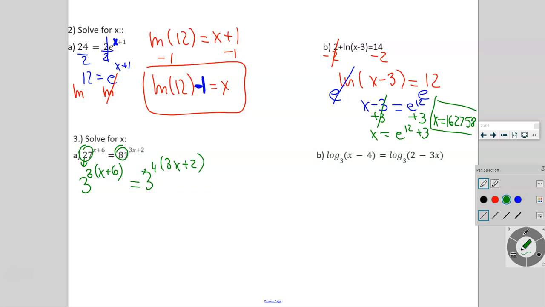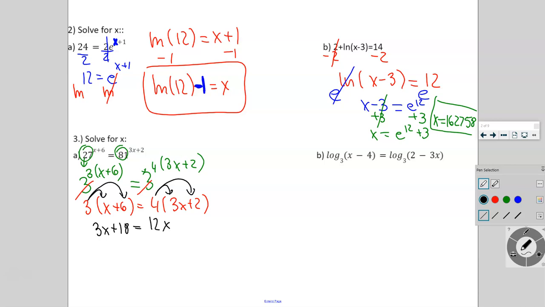Okay, now these 3's on both sides of the equation are going to drop and cancel out. So my exponent drops down to 3 times x plus 6 on the left and 4 times x plus 2 on the right. So of course I have a 3 and a 4 in the front of the parentheses, which means I have to distribute it. So I'm going to distribute 3 and distribute the 6. This is going to be 3x plus 18. And then on the right side, I have to do the same thing. Distribute the 4. 4 times 3 is 12x. And distribute the 4 again to the 2, which is 8.